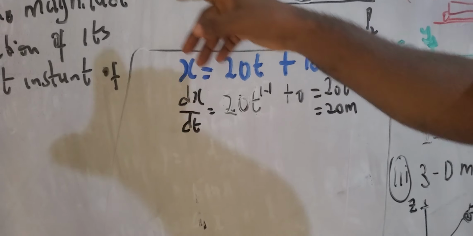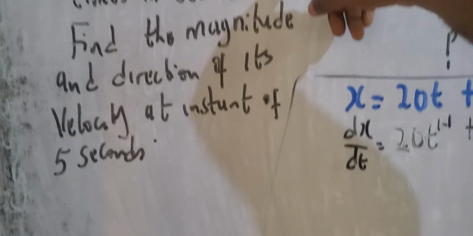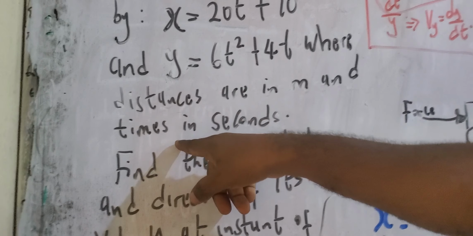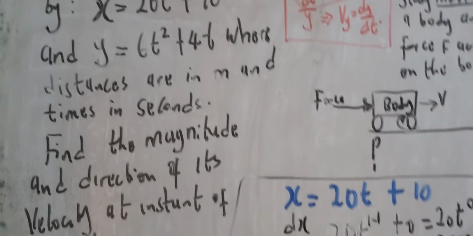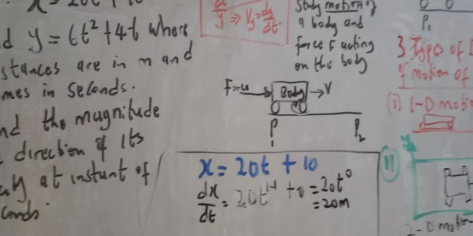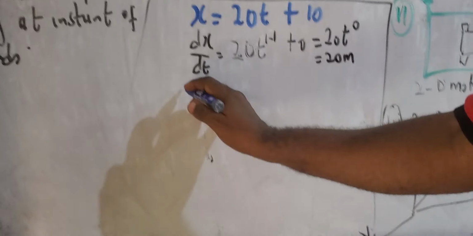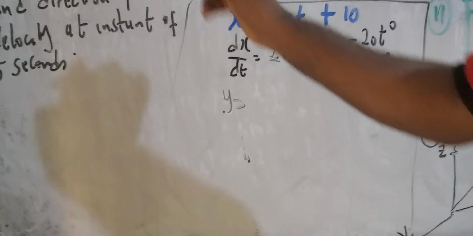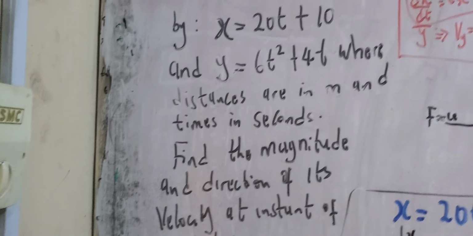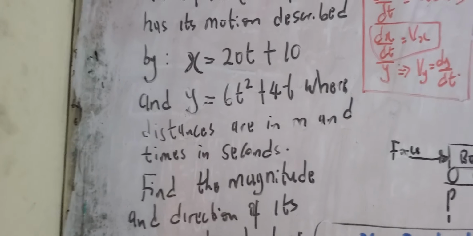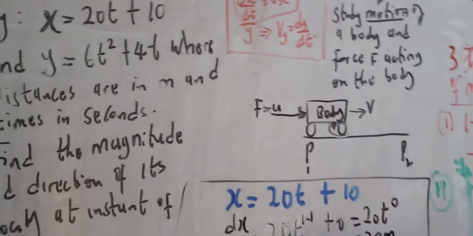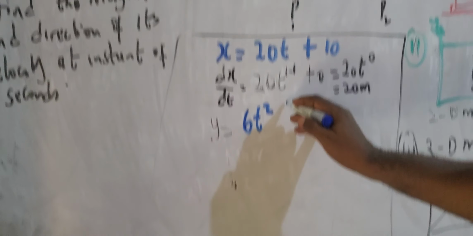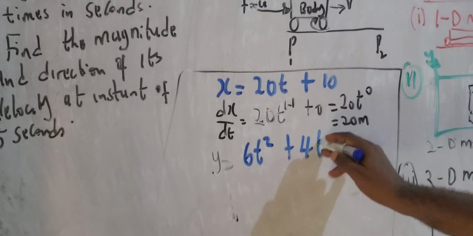Because the dimensions given are in meter for distances and time is taken in seconds. So 20 meter along the x-axis. Then along the y-axis, according to the question given here, look at the question. Along the y-axis, the motion is given as 6t squared plus 4t.